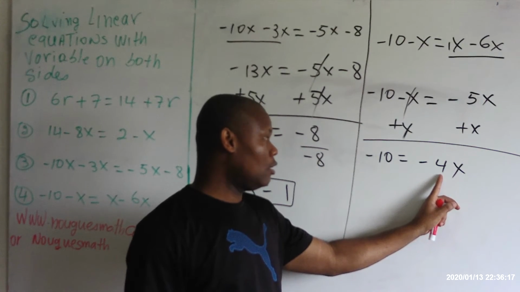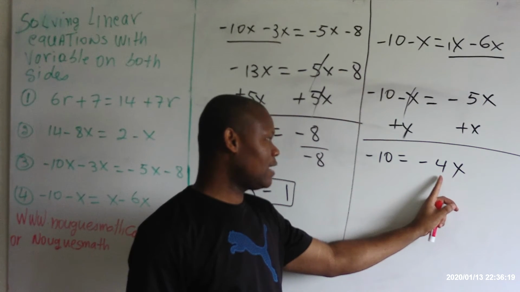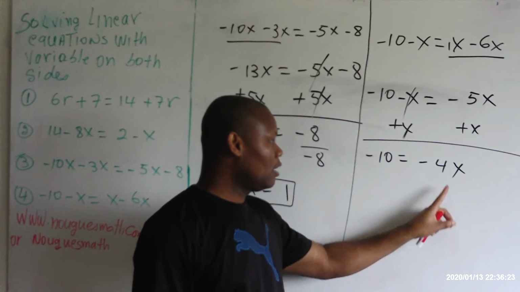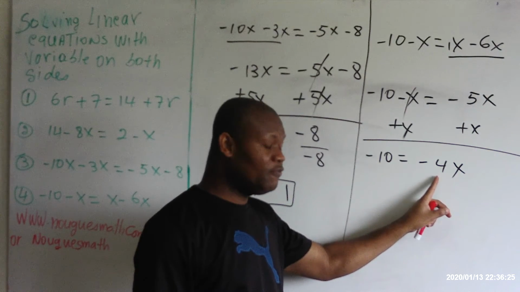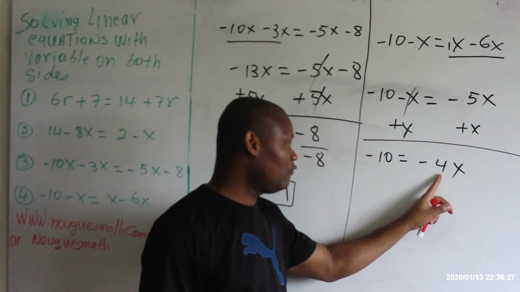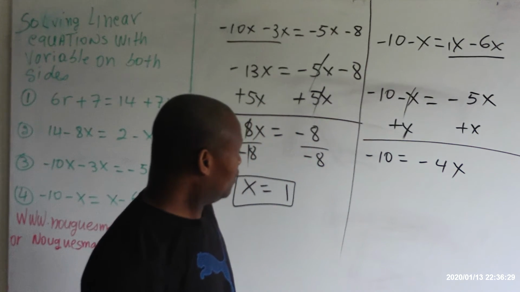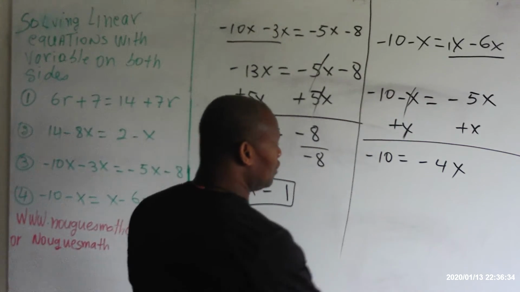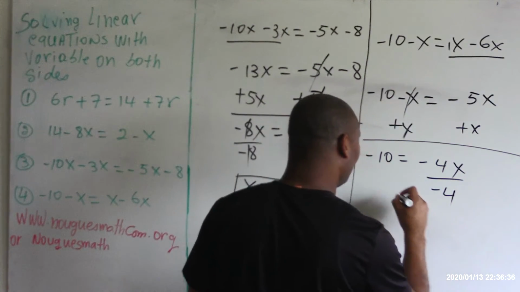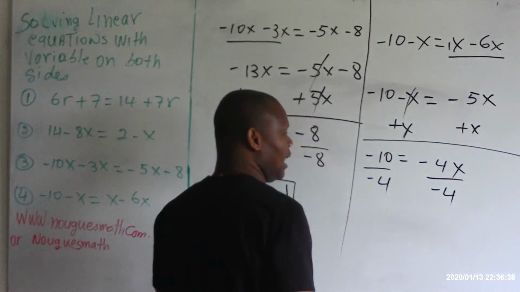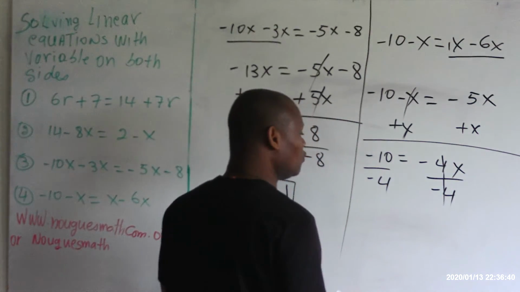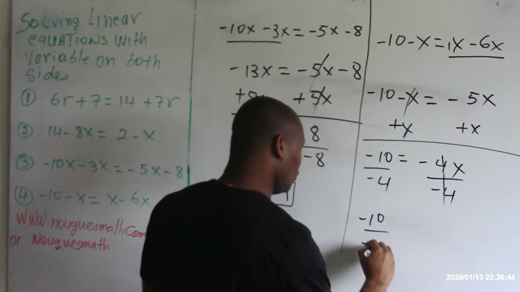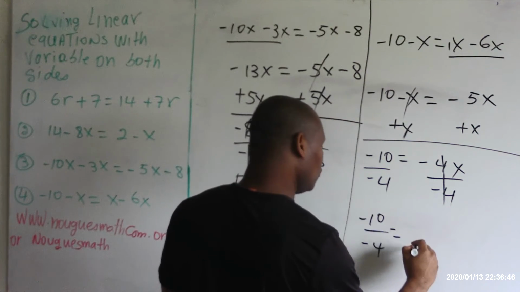Okay. Some mistakes, students used to do that mistake. For example, they divide by 10 the number. No, you divide by the coefficient. The coefficient is negative 4. I'm gonna divide by negative 4 on both sides. Okay, divide by negative 4 both sides. So this one's going out. So you have negative 10 over negative 4 equal x.